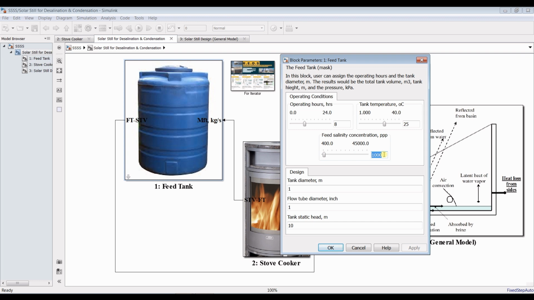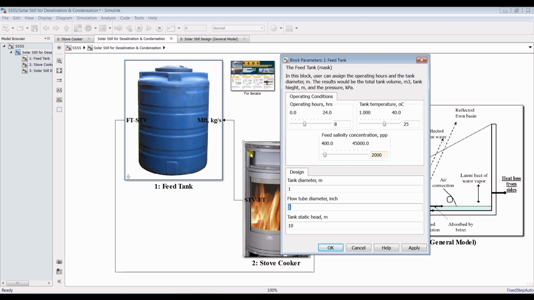And the salinity of the feed. For such a technique, I think your salinity is from 400, because this is the range of salinity which is harmful to the human body. So from 400, 500, something like this, up to 45,000 ppm. So let it be 2000 ppm as a brackish water. What is your tank diameter? It's up to your design. I'm not sure about it. Maybe 1 meter.